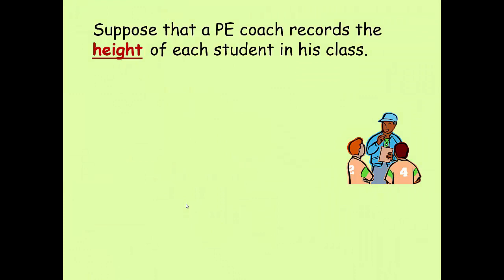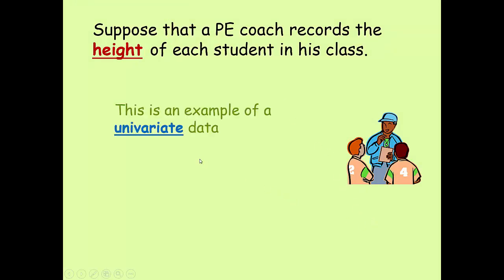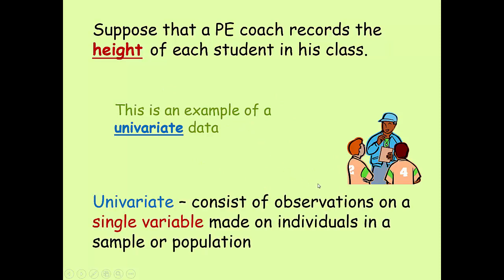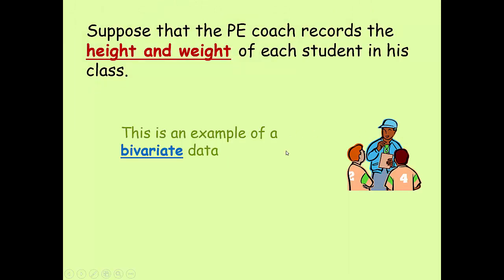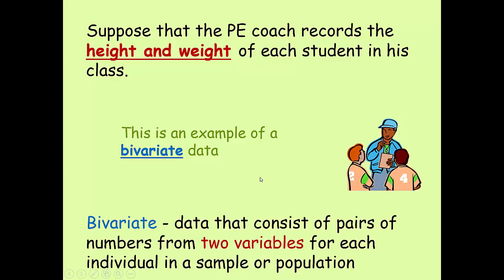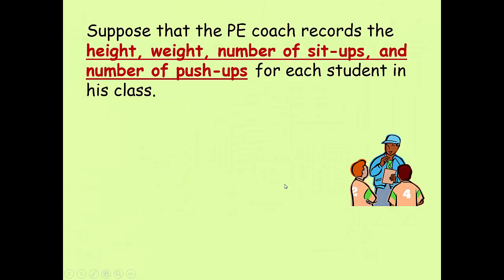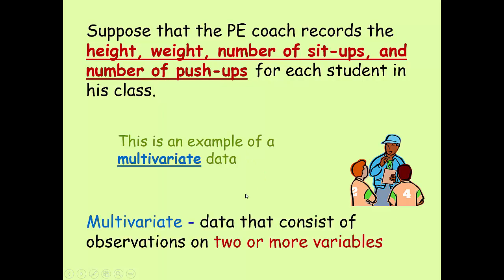Suppose that a PE coach records the height of each student in his class. Because we're only looking at one variable, this is an example of univariate data. It consists of observations on a single variable made on individuals in a sample or population. Now suppose that the PE coach wants to record height and weight. This would be an example of bivariate data because it consists of pairs of numbers from two variables from each individual in a sample or a population. What if you wanted to add on number of sit-ups and number of push-ups? Now this becomes multivariate because it consists of observations on two or more variables.